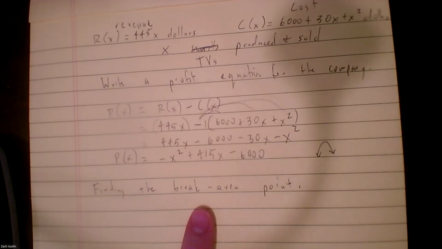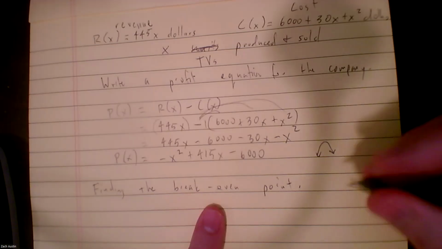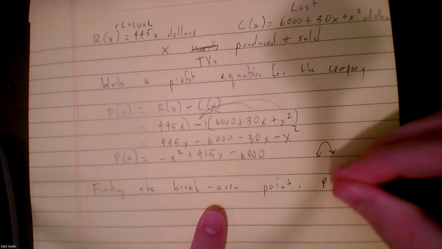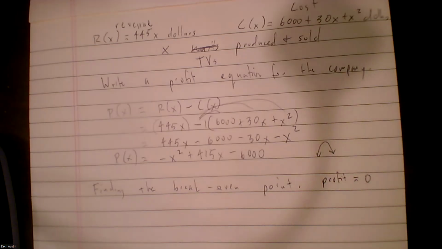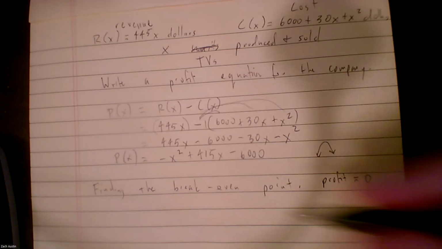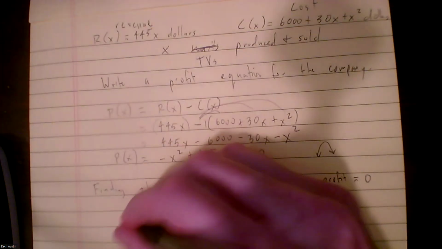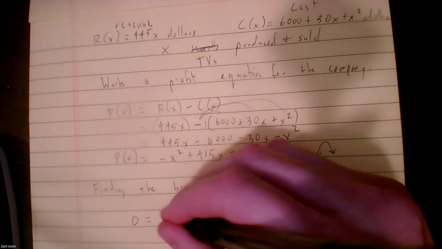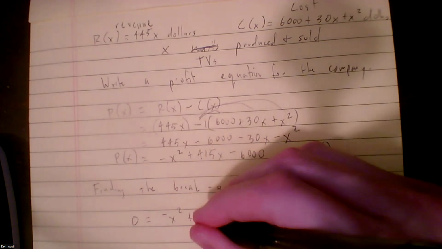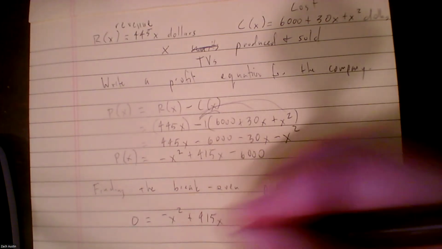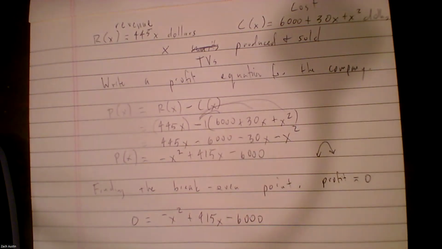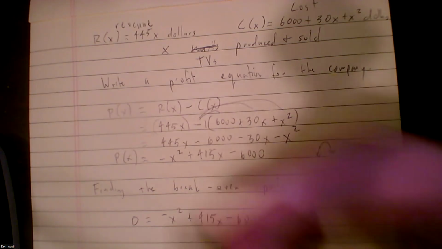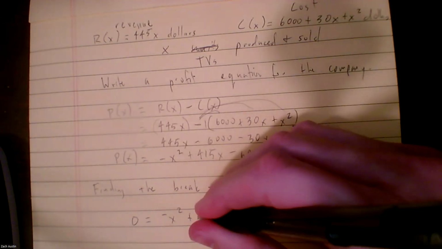And so really what that means to us here is this is the point where our profit is equal to 0. So if I want to find the break-even point, I'm going to take my P of X and put a 0 into it, and we wind up with a quadratic equation that's in standard form, like we've been used to seeing.